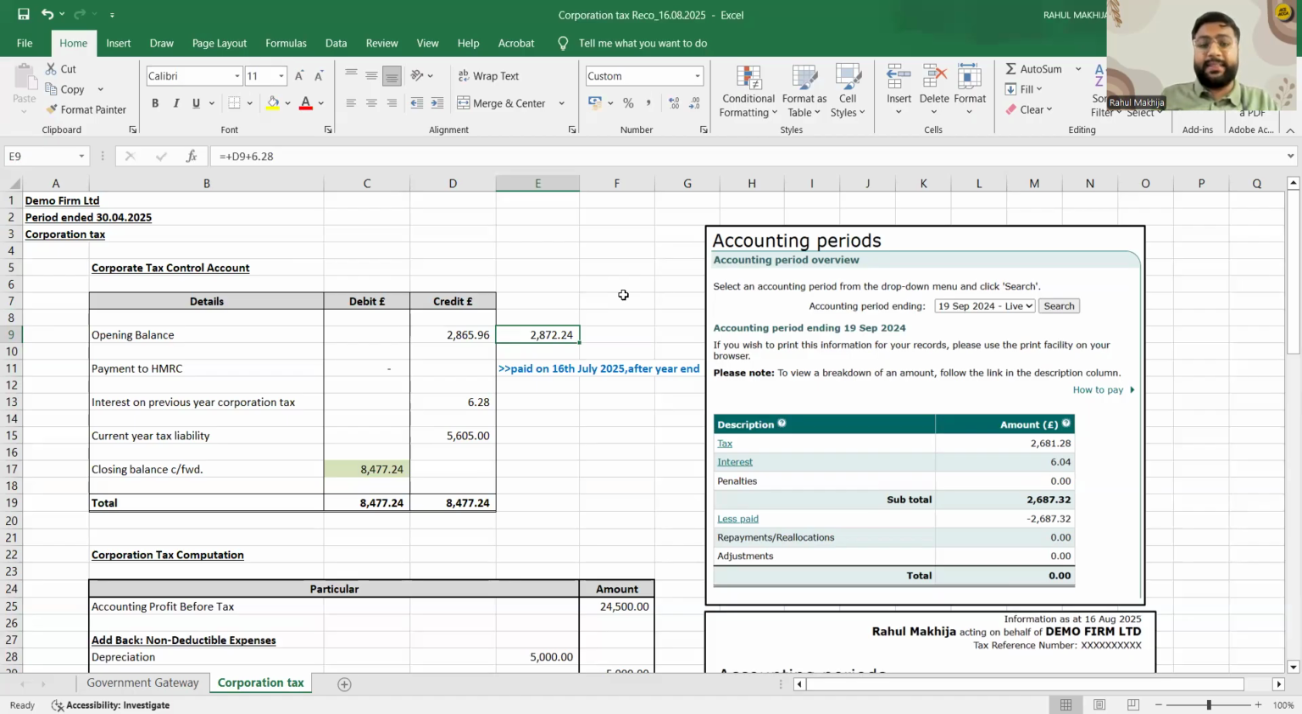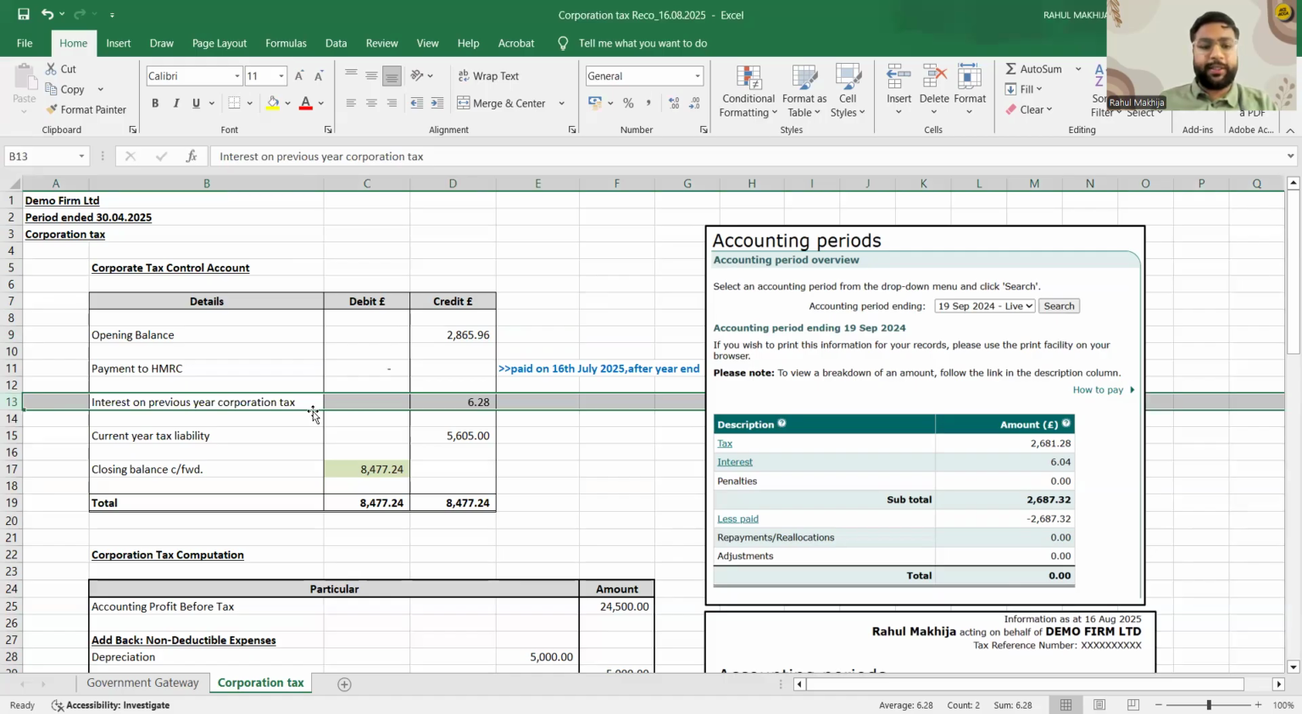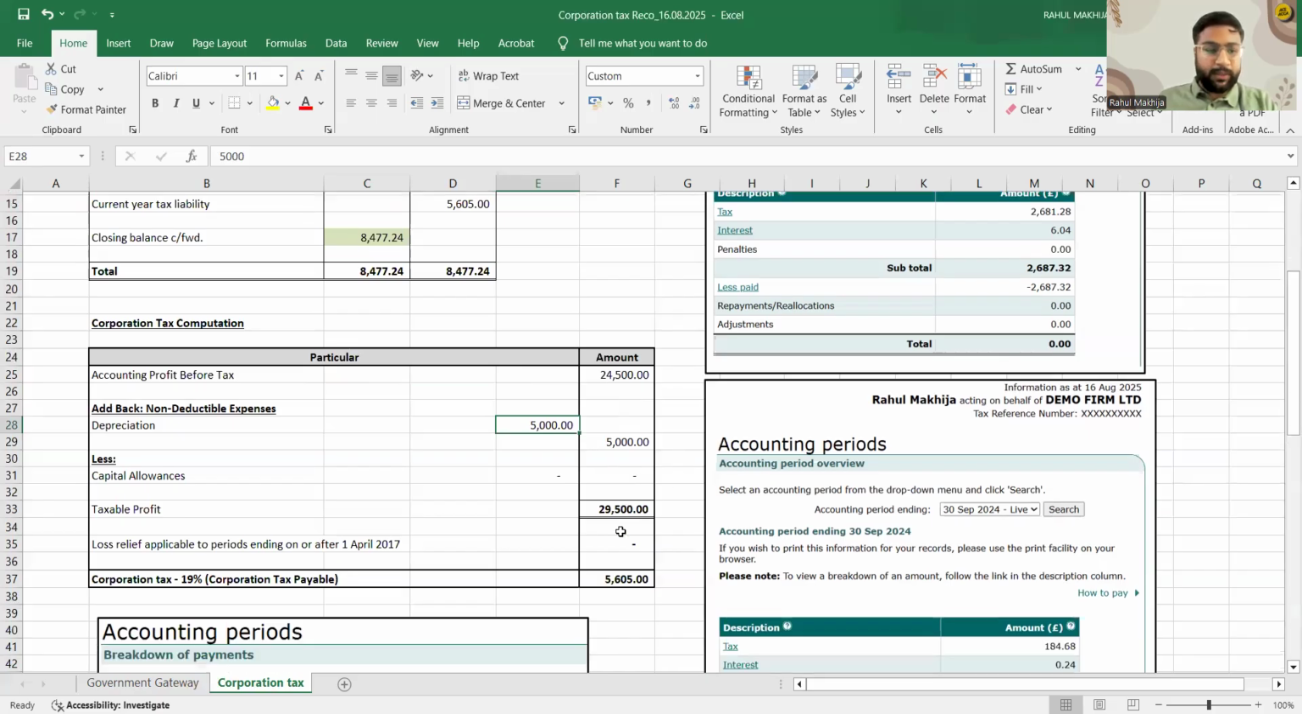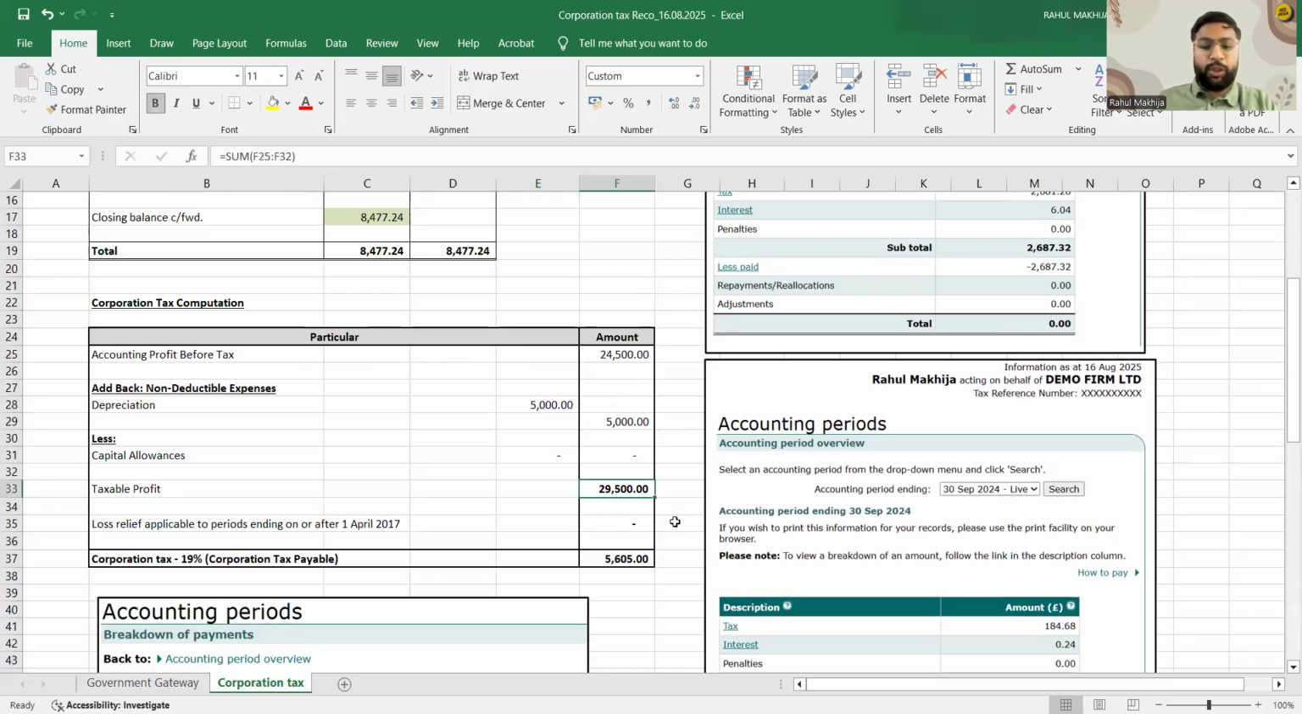But as interest is left to be accounted in our accounts, we will account this in our current period, which is for the period ended 30th April 2024. Okay. So here is the interest on previous year corporation tax which we accounted, and we are assuming that our accounting profit before tax is 24,500. For the period, our depreciation is 5,000 pound. So our taxable profit comes to 29,500.